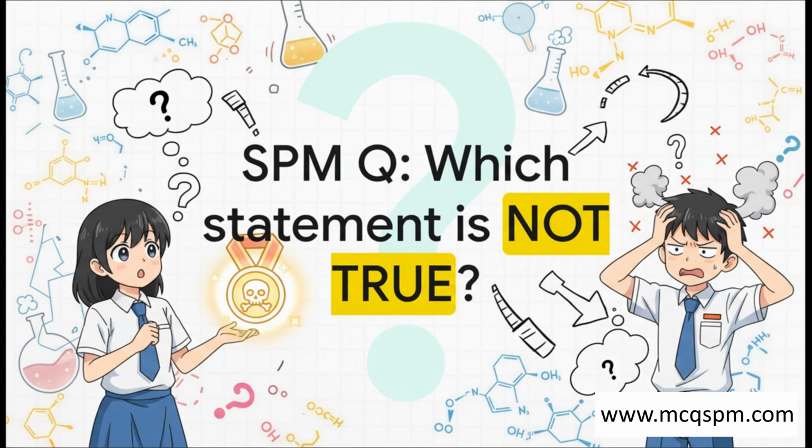Okay, now for this one, you need to be really careful. This is a classic exam trap. See that big word there, not? The question is asking for the statement that is false. Your brain is automatically trained to look for the right answer, but here you have to find the lie.